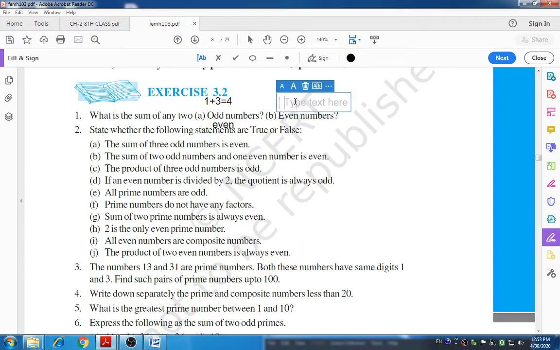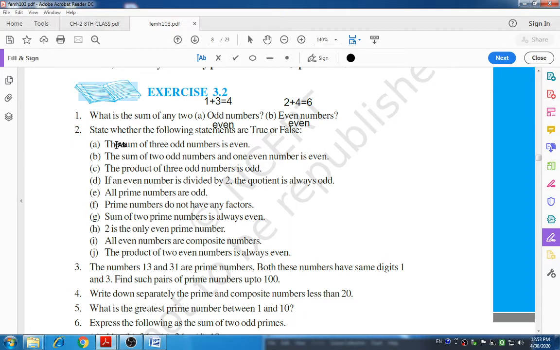Okay, what is the sum of any two even numbers? Now I will choose two even numbers, that is 2 and 4. I get here 6. 6 is also an even number. So the sum of any two even numbers is an even number. Okay, is it easy? Now state whether the following statements are true or false.